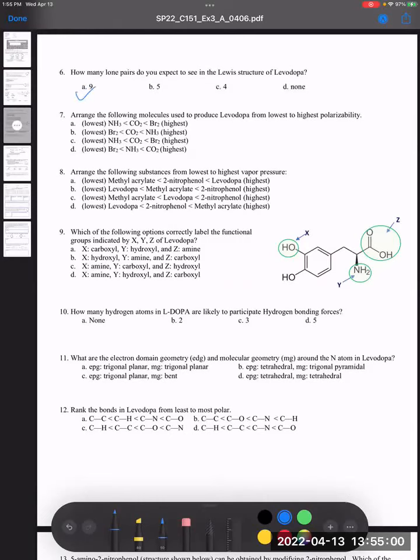And moving on to question 7. Arrange the following molecules used to produce levodopa from lowest to highest polarizability. So polarizability depends on the number of electrons and the size. Okay, so let's go with the number of electrons. So we have NH3, CO2, and Br2. NH3: nitrogen has 7 electrons, and then hydrogen has 3 electrons. And how do we know this?